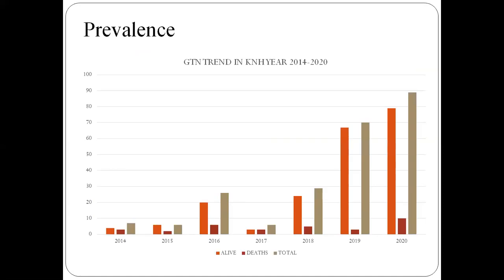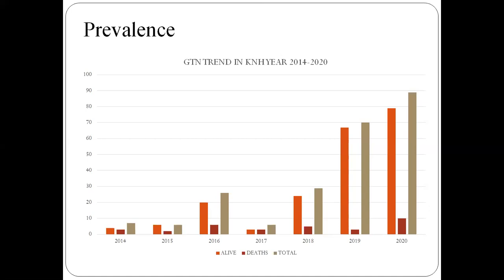Back home, the figures I have are for Kenyatta National. If you study the trend between 2014 and 2020, there's a gradual increase in the numbers of GTDs. From 2014, we used to have about 10 cases, and now we are recording slightly over 90 cases every year of these particular conditions. Mind you, these are the ones who present to or are diagnosed in KNH alone, and the figures could even be higher elsewhere.